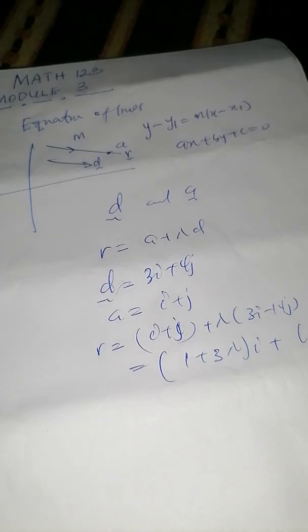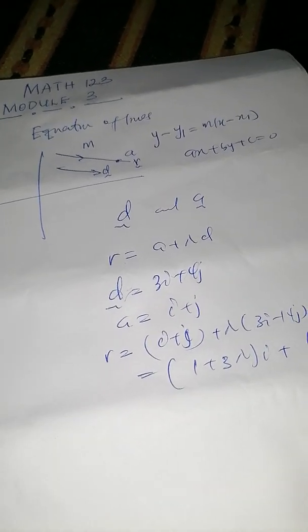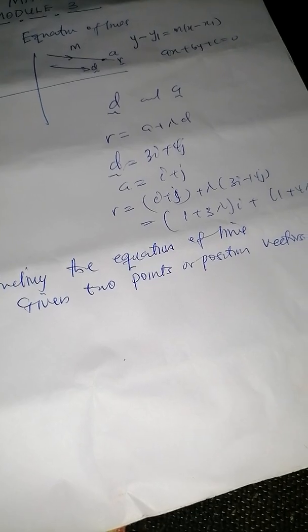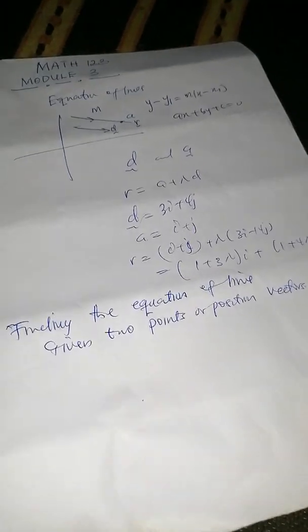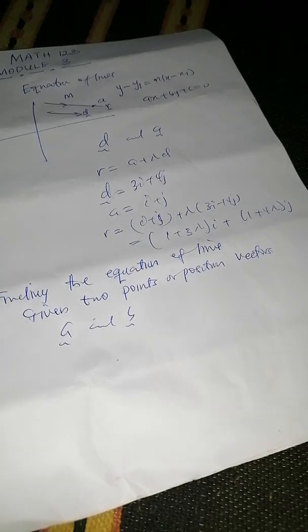Now there are times that you may not be given the direction vector directly, but you'll be given, let's say, 2 position vectors or 2 points of a line. So finding the equation of a line given 2 points or position vectors. It means that at times they won't give you the direction vector, they'll give you 2 position vectors, let's say a and b, right?